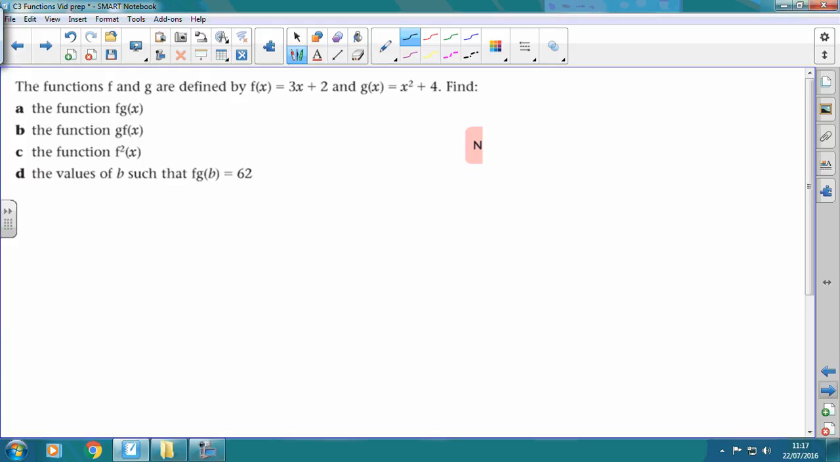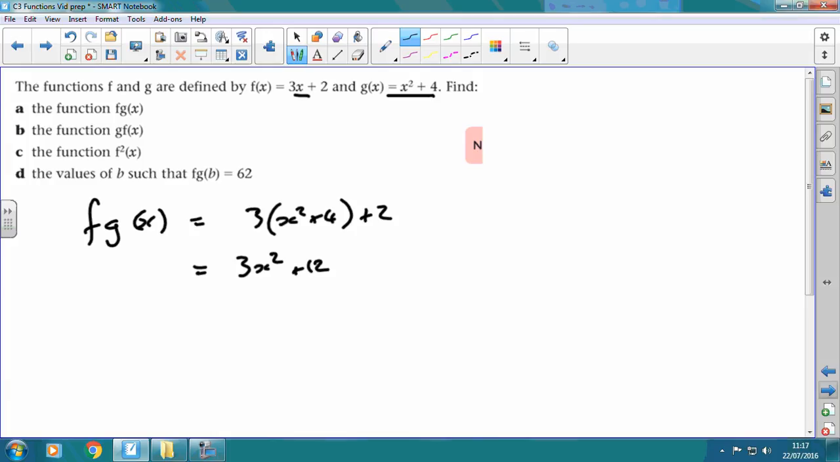Okay. So let's do the same again here. It's slightly tricky now. So the first one is fg of x. What we're going to do is take this g function and substitute it into the f function. So we've got x squared plus 4, and we're going to substitute that into wherever we see x in the f function. It's going to be 3 lots of that plus 2. So it's going to be 3x squared plus 12 plus 2, which equals 3x squared plus 14.